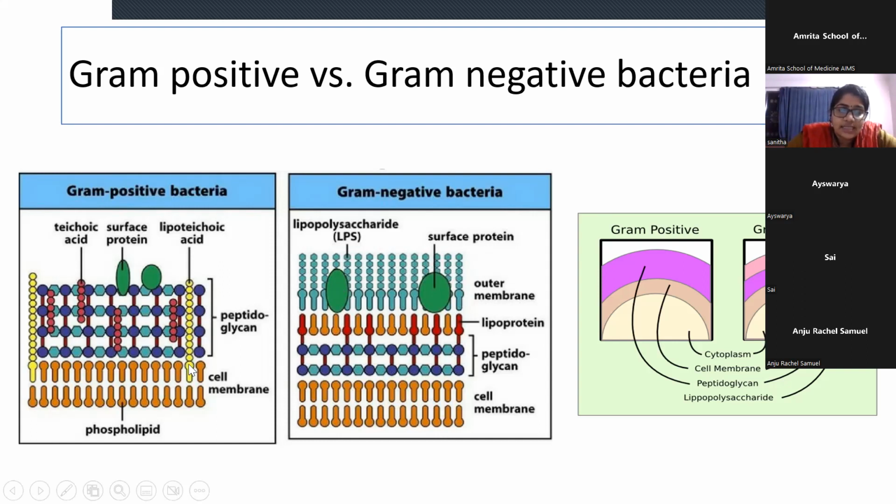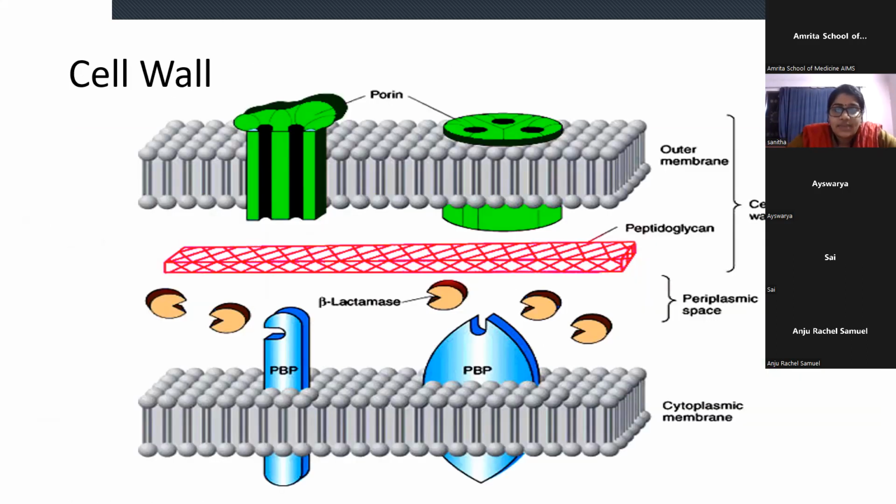The same diagram is depicted here. Here you can see the cell membrane and outer peptidoglycan layer that is thick for gram-positive bacteria. And here for gram-negative bacteria, the peptidoglycan layer is sandwiched between an outer layer of lipopolysaccharide and lipoprotein and the cell membrane. So it's the same diagram.